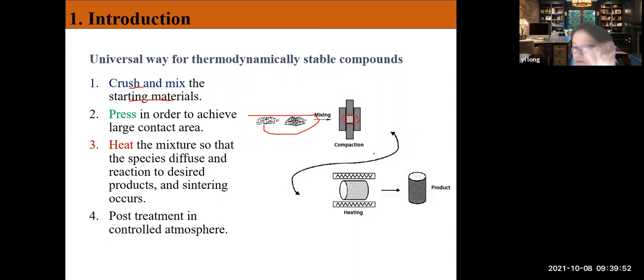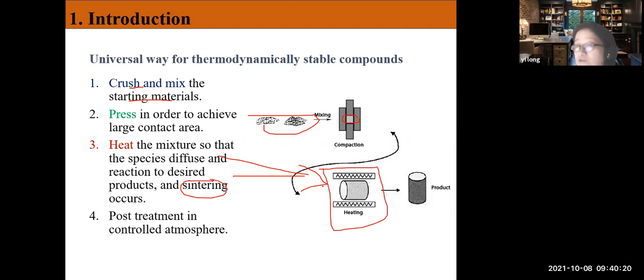You get a slurry, then you give it a shape. Press in order to achieve large contact area. You press these powders to make them come together, so later it's easier for you to sinter, to bake. Then heat the mixture so that species diffuse and react to the desired products. That's the stage which is sintering. This is the essence of these 2 weeks.